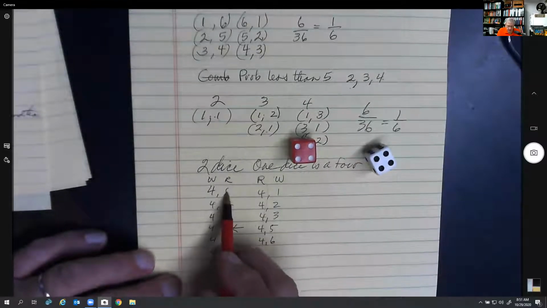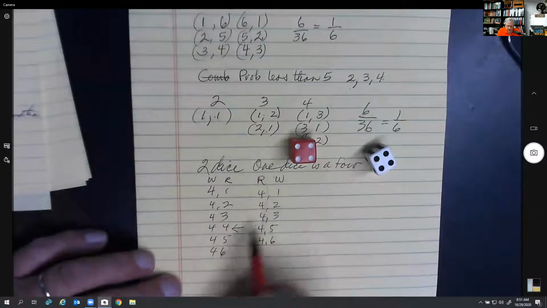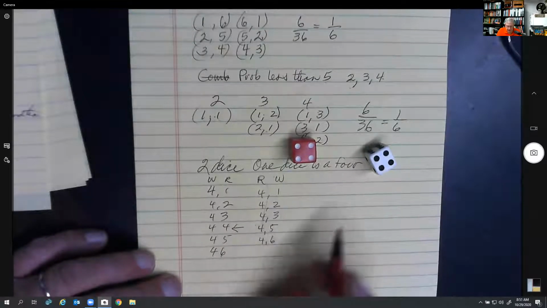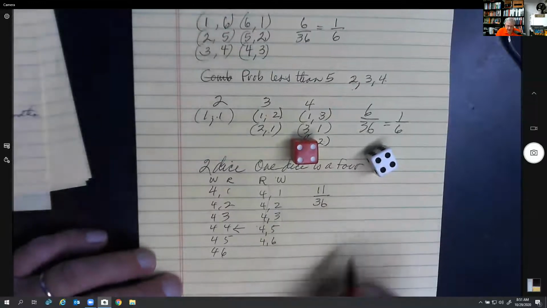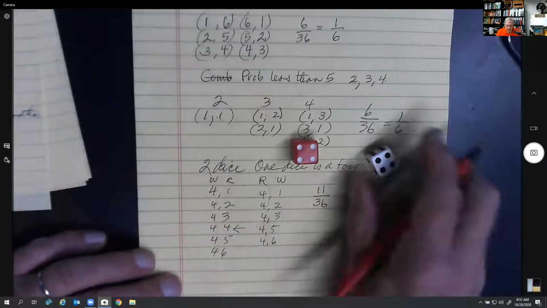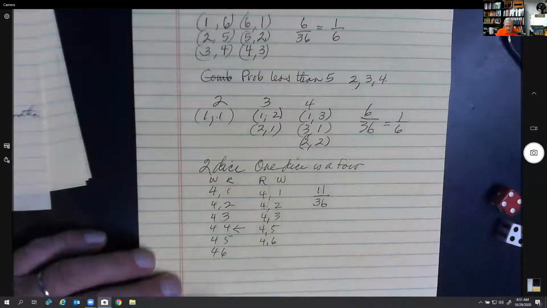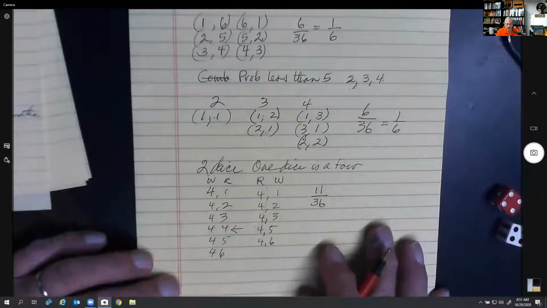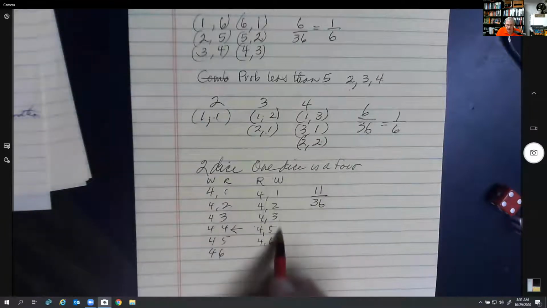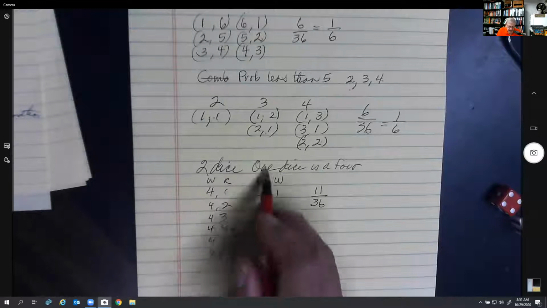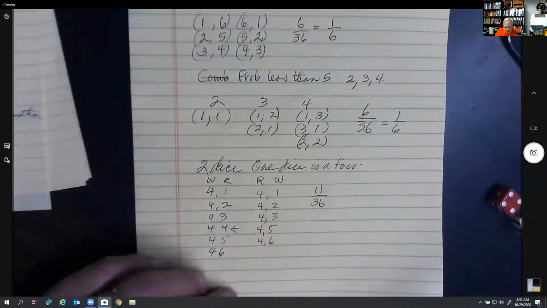So let's count them up. 1, 2, 3, 4, 5, 6, 7, 8, 9, 10, 11. 11 ways out of 36. Okay, so that's how we could do it. 11 out of 36. Kind of fun, huh? So sometimes you do have to list sample spaces to get your combinations.